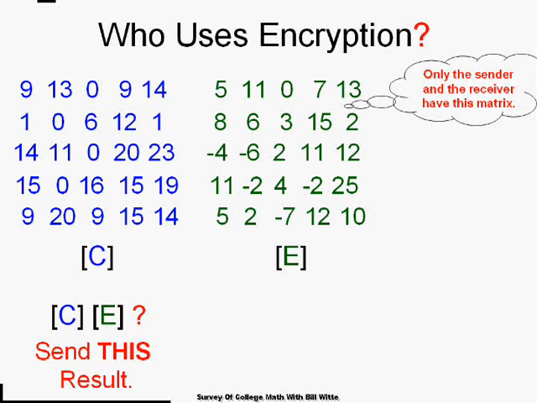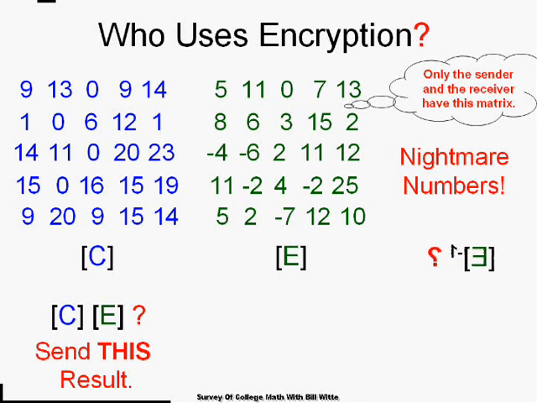That crazy group of numbers, C times E, they would send this result to the receiver. And the receiver would receive a nightmare group of numbers. That's good, though, because if somebody intercepted the message, all they would get is what appears to be completely random, arbitrary numbers. Remember, though, that the receiver does have the E matrix stored somewhere on their computer.